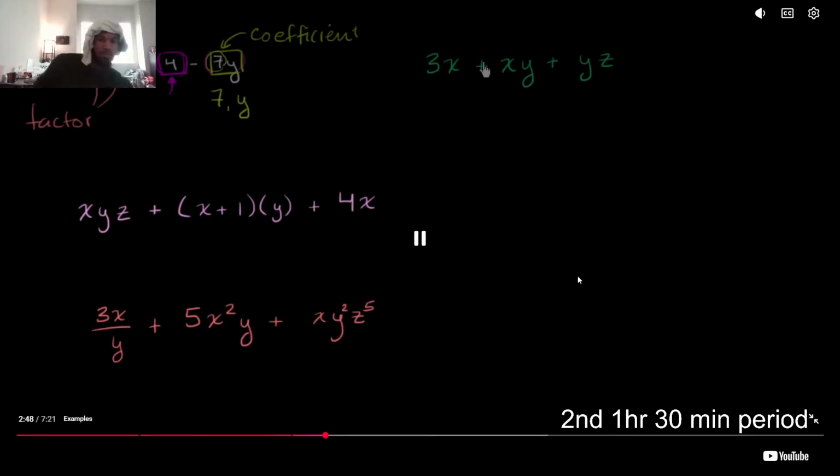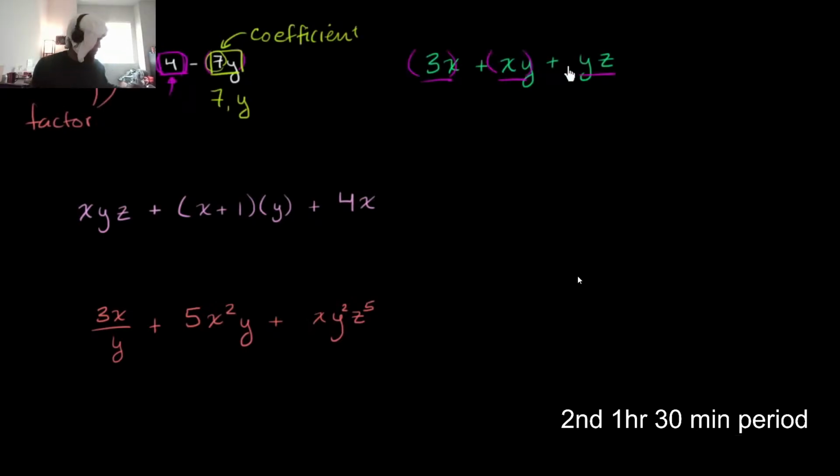It's clear that we have three things being added together. This is the first term, this is the second term, and this is the third term. And they each have two factors. This first one has the factors 3 and x. The second one here has the factors x and y. And this third one has the factors y and z.